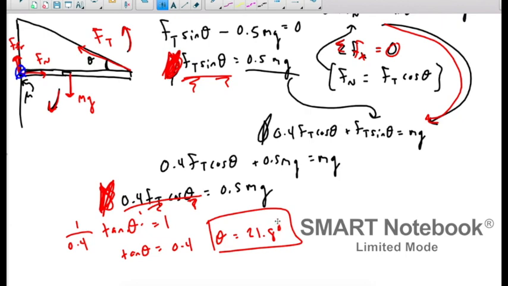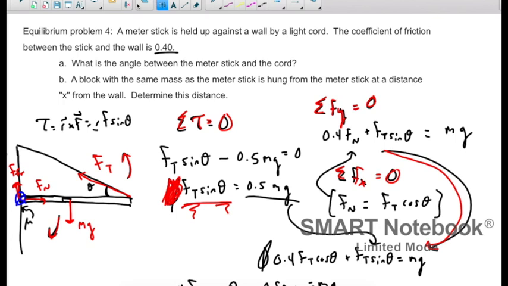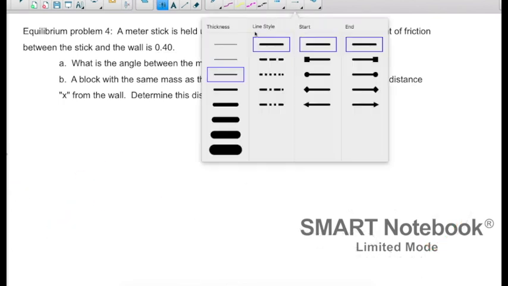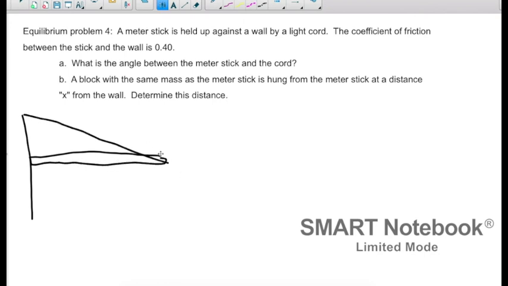All right. So let us press on now and do our next example. In this one, we have a block that has the same mass as the meter stick. So remember, we were calling that M. It is hung from the meter stick at a distance x from the wall. Determine this distance. Everything else is the same. So here's my meter stick. Here's my cord.